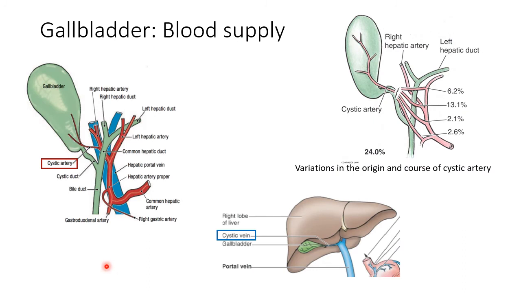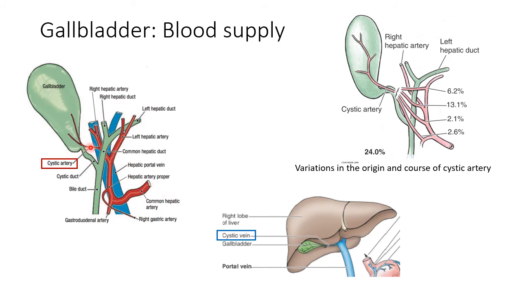Gallbladder blood supply. So there is a cystic artery. The gallbladder is supplied by a small artery. We call it the cystic artery, and it is drained by a vein that is called the cystic vein.